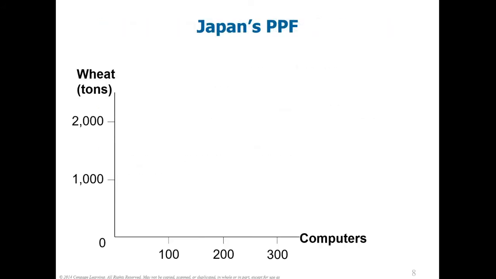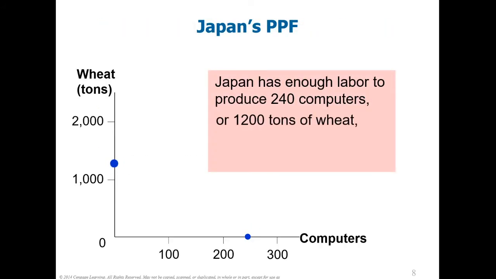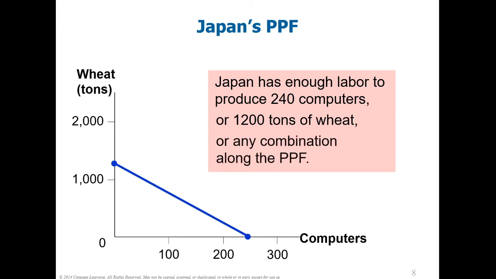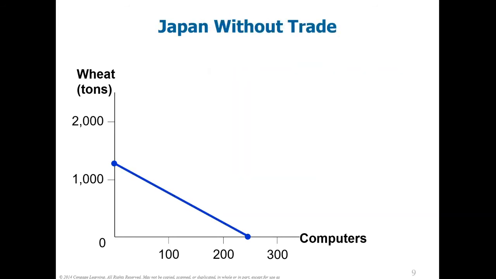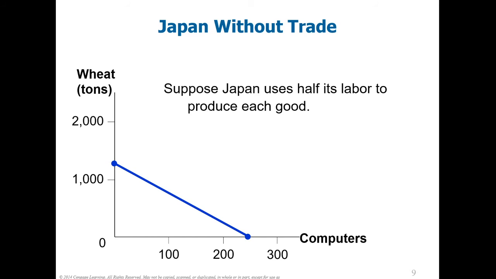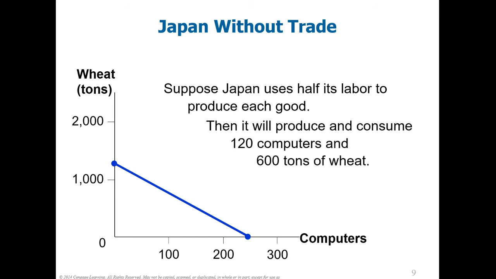Okay, let me go to Japan's. They can do 240 computers or they can do 1,200 tons of wheat. All right, let's say they decide to use half its labor to produce each good, and then it's going to produce 120 computers and 600 tons of wheat.